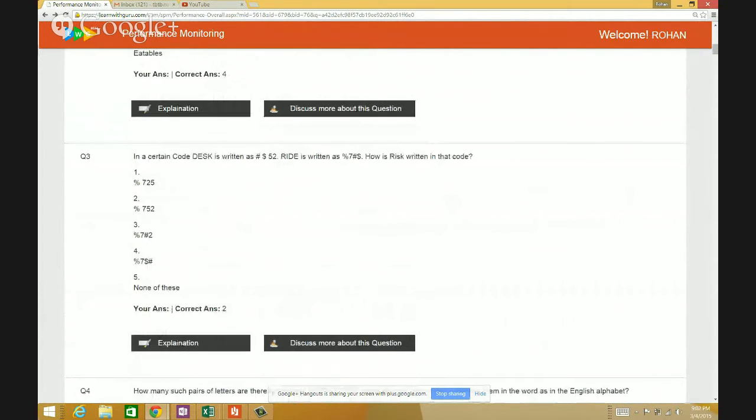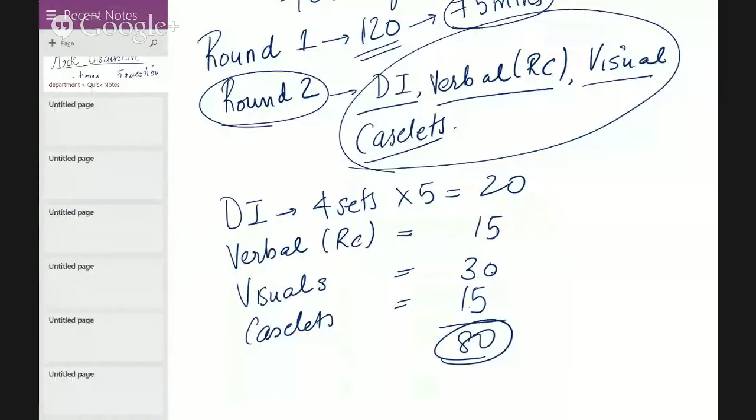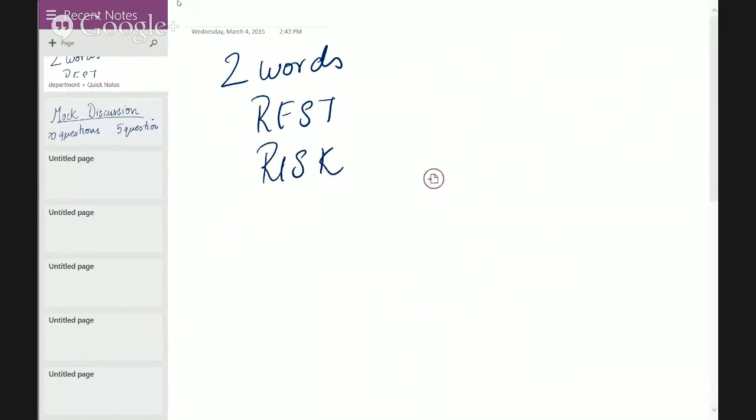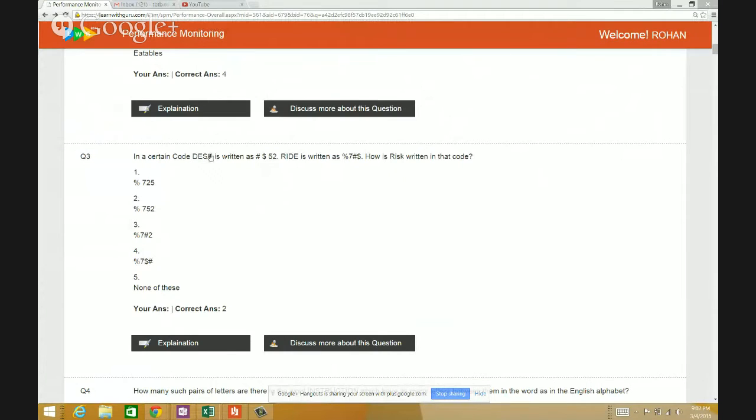Then you have one question like this: desk is something, ride is something. How is risk in that code? Now since I have only 2 words, keep in mind, when you have 2 words, let's say rest and risk, something similar was there, I'm sure. Okay, it was ride and risk, whatever. Ride and desk, whatever. When you have this kind of thing, 2 words, and you're supposed to find out risk.